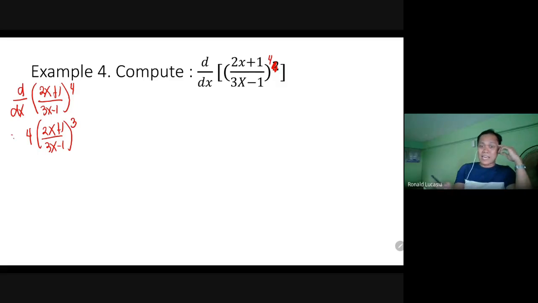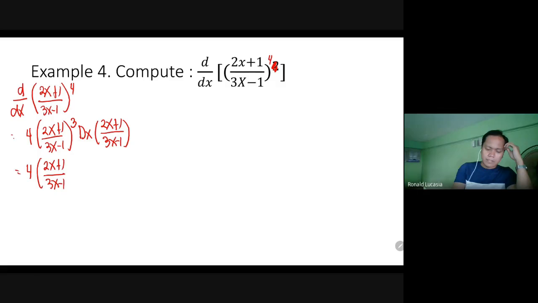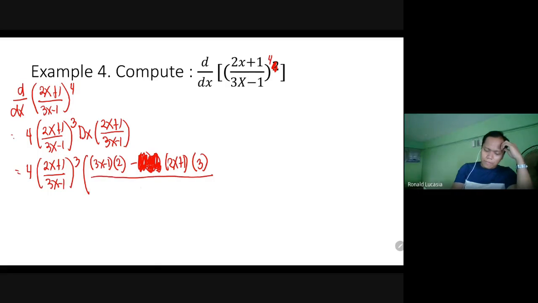Minus 1, ito ay magiging 3. And then derivative nung nasa loob, that's 2x plus 1 over 3x minus 1. That's 4 times 2x plus 1 over 3x minus 1 cubed. Ang derivative nito is denominator, 3x minus 1, times the derivative of numerator, which is 2, minus numerator, 2x plus 1, and then derivative ni denominator is 3 over 3x minus 1 squared.